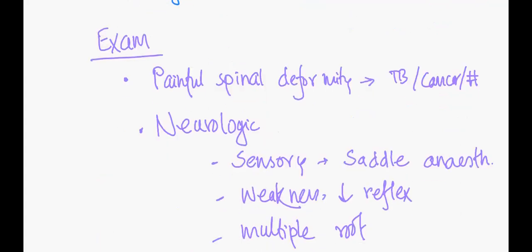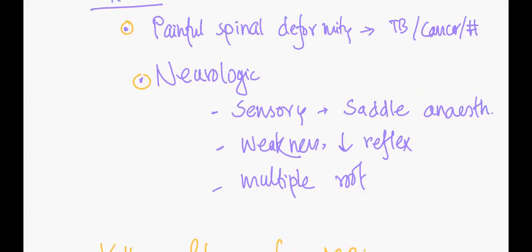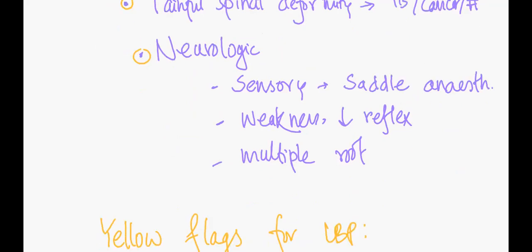In examination, if there is a painful spinal deformity or if there are neurologic features such as sensory features such as saddle anesthesia, weakness and decreased reflexes, and multiple root level findings. So those are the red flags.